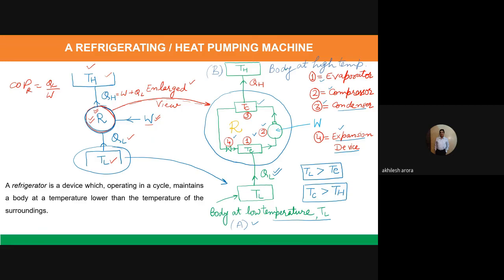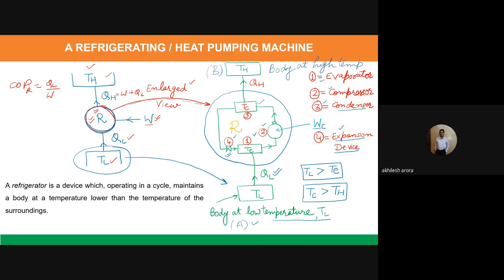Then in the compressor we supply the work WC. After the compressor we have the condenser. The refrigerant passes through the condenser, and after the condenser it passes through the expansion device. So these are the four components in a refrigerator.